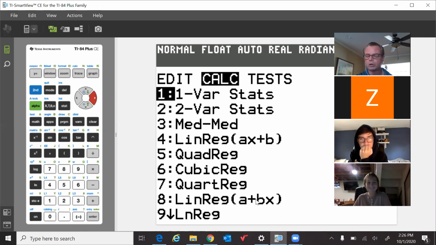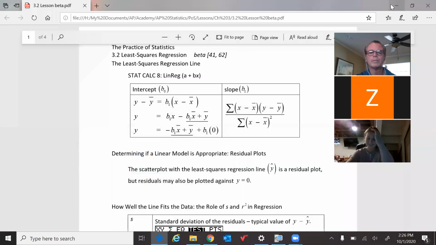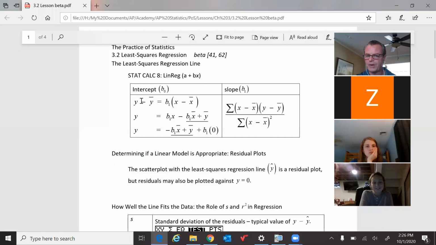And the reason is because when you get into advanced statistics, you're going to deal with multivariable statistics, which is the way things are analyzed. There's more than one explanatory variable in most scenarios. So you just get used to using Stat Calc 8 instead of Stat Calc 4. Ready? This line's important. The 2 lines underneath it are not a big deal.